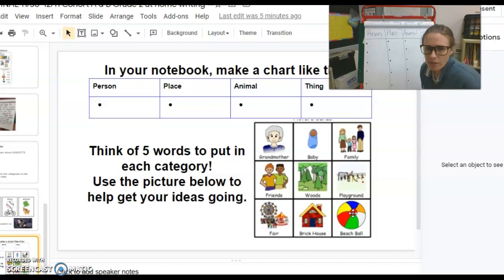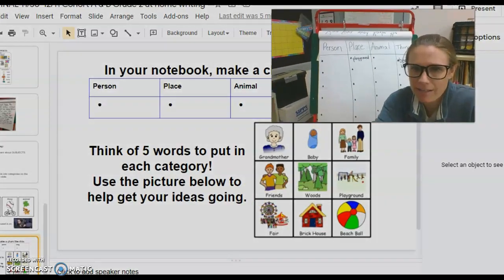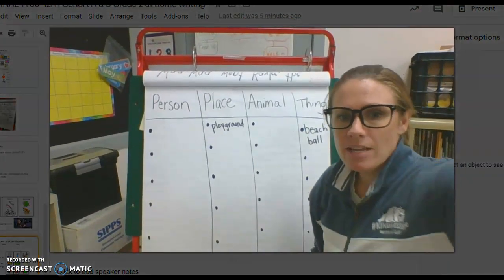All right, let's try another one. A playground. Where would that go? Is it a person? No. Is it a place? Yes, a playground is a place. Playground.